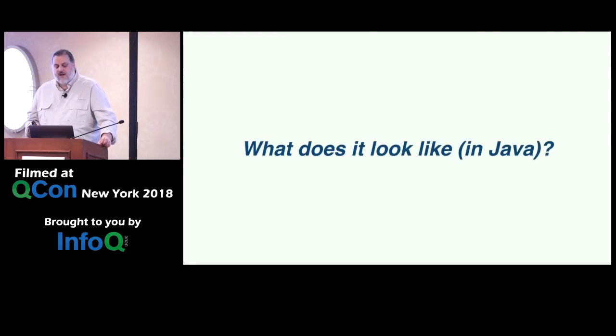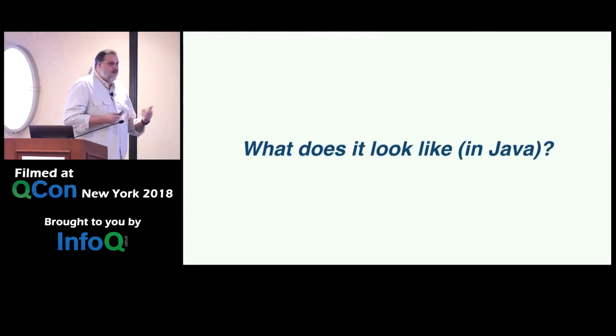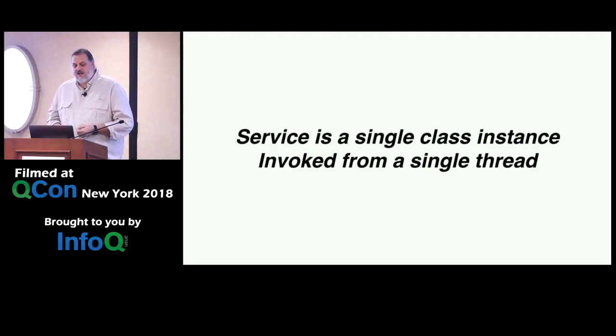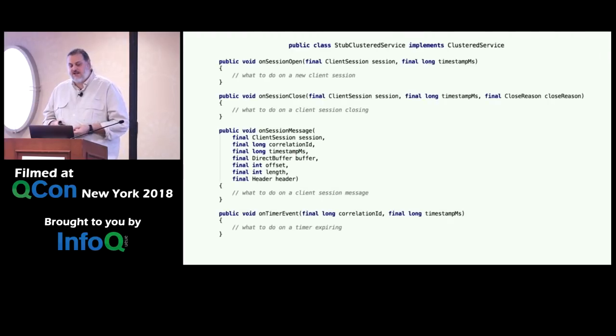So what does it look like in Java? Well, the first thing we decided was that a lot of the ways we've seen this done in the past is this kind of bloated, SOA, API garbage, right? Multiple objects running around that have 105 methods that you have to fill in if you want to use them. So we decided that a service is a single class instance. It is invoked from a single thread, so you don't have to worry about it coming from different threads or where they're coming from. And it has a very short list of methods. In fact, it has less than a dozen.